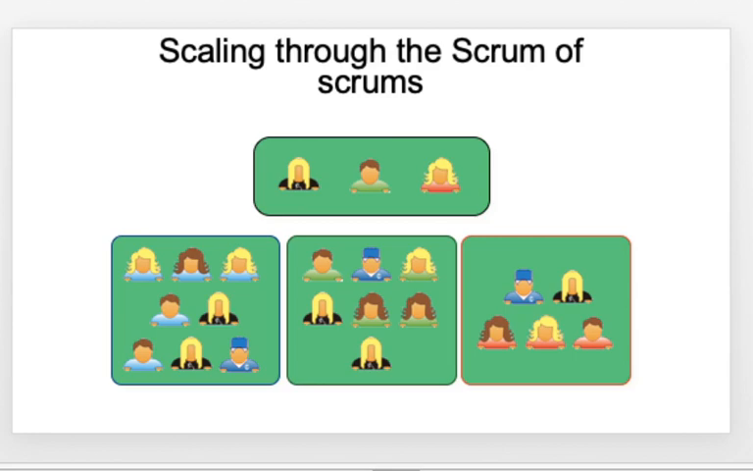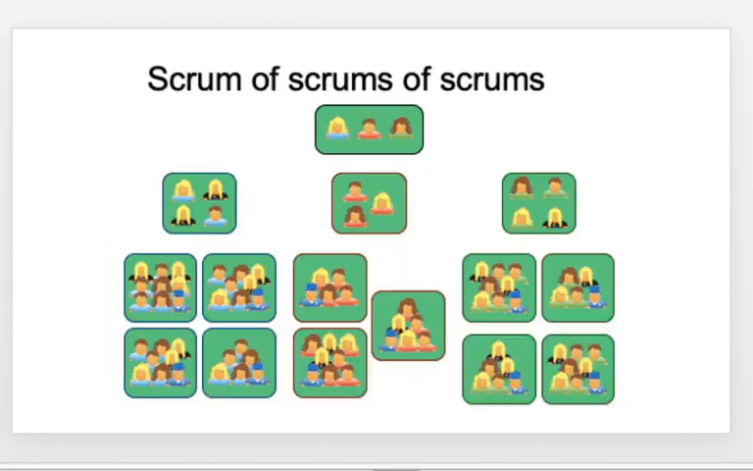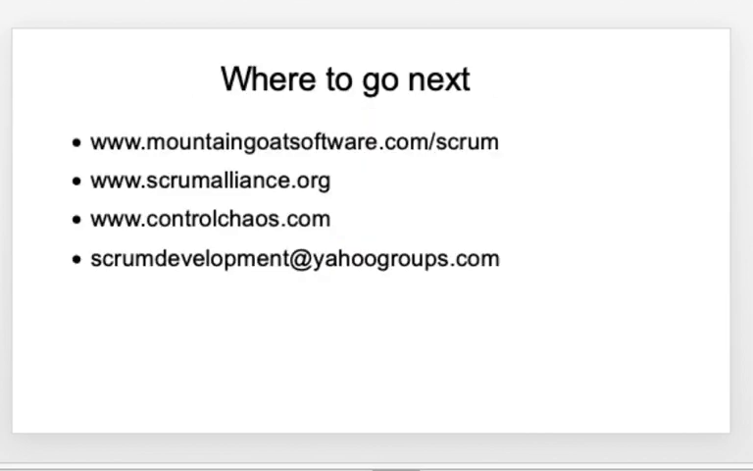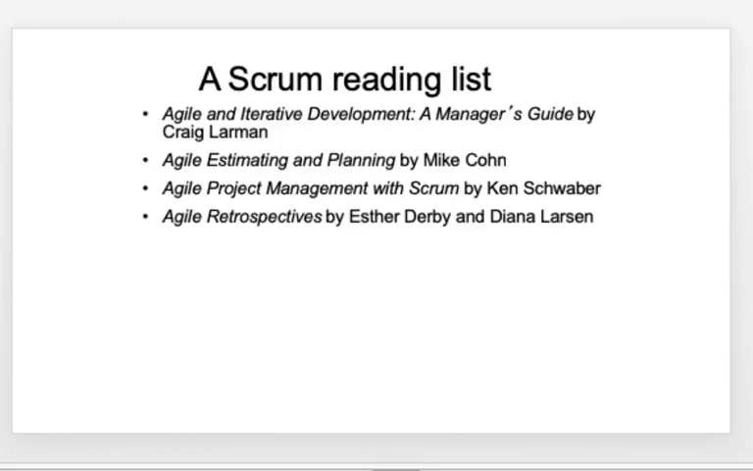So this is what is called scaling through the Scrum of Scrums. So from top to bottom, if you could see, we have scaled up. So this is again a Scrum of Scrums, again scaling up. So these are certain references which you could go through whenever you're free. So a list of the Scrum reading list.